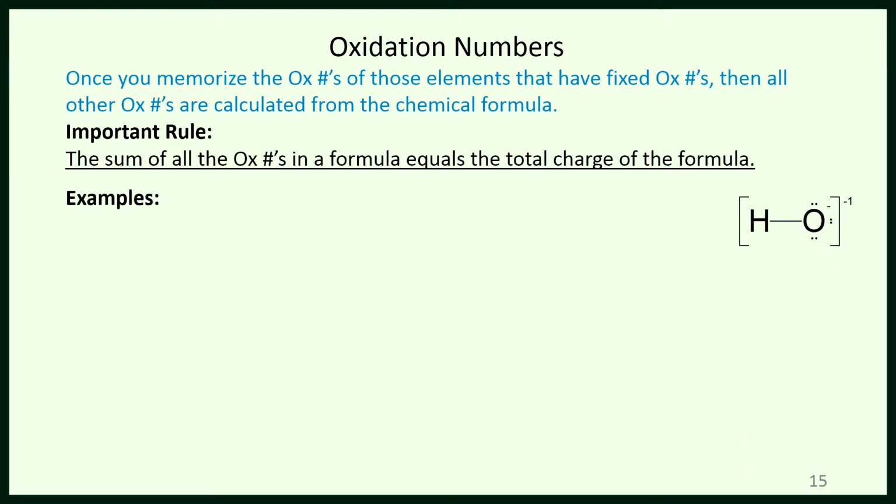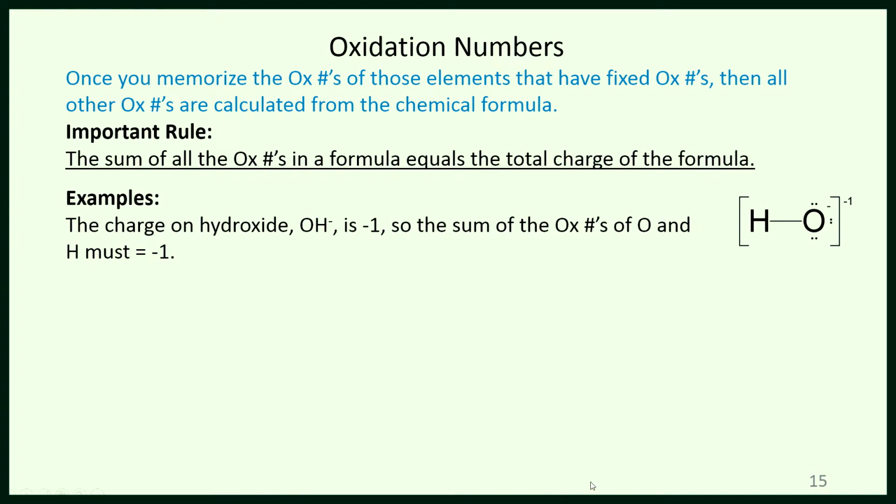This is hydroxide ion. Notice the charge on hydroxide is -1 in the top right corner, and therefore the sum of the oxidation numbers of oxygen and hydrogen have to equal -1. And sure enough, they do. Oxygen we know is -2. Hydrogen, being less electronegative, will be given +1. These add to be -1.